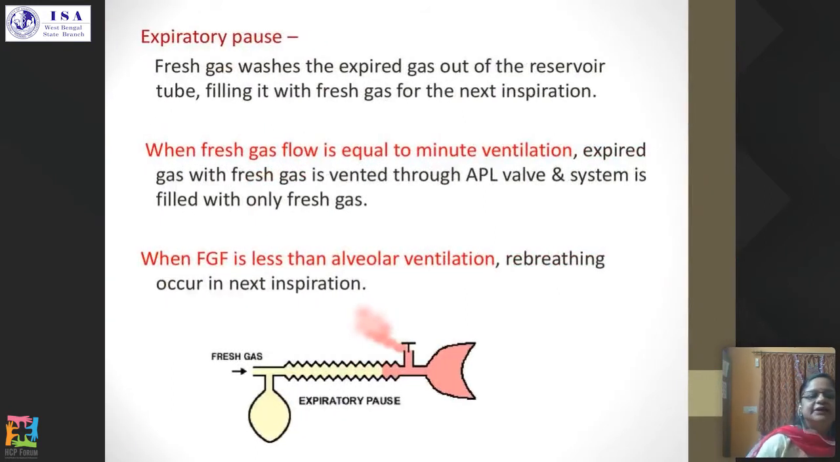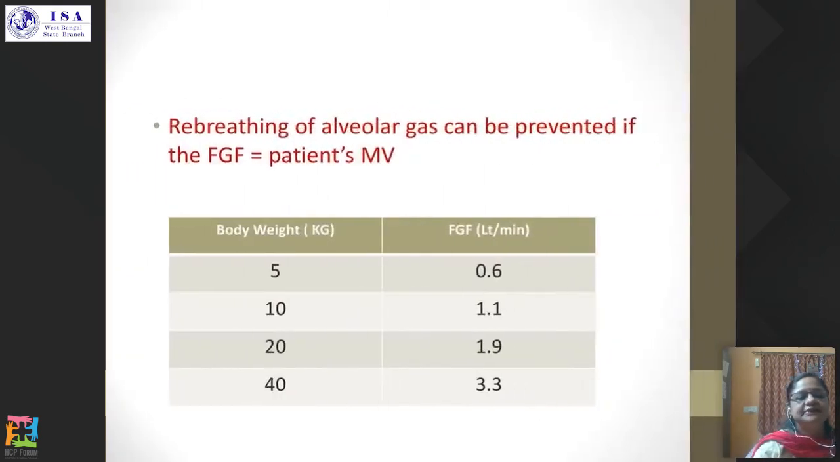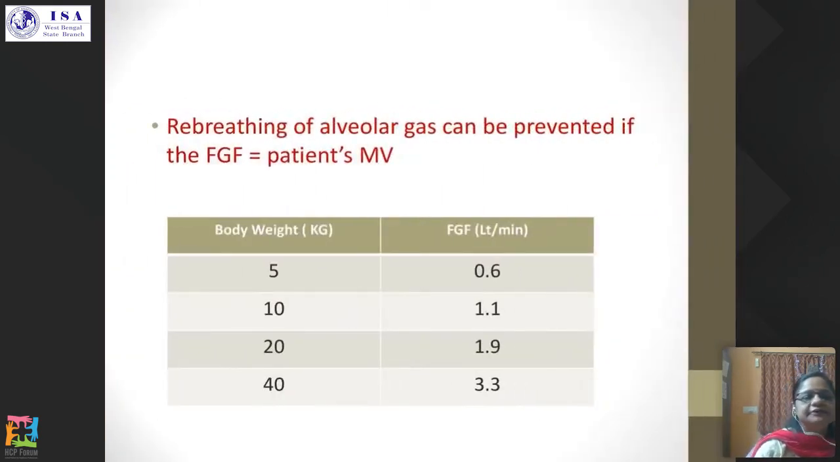Now, during the expiratory pause, the fresh gas washes the expired gas out of the reservoir tube, filling it again with fresh gas for the next inspiration. When the fresh gas flow is equal to the minute ventilation, the expired gas with the fresh gas is vented through the APL valve, and the system is filled with only fresh gas. But if the fresh gas flow is much less than the alveolar ventilation, then rebreathing can occur in the next inspiration. So rebreathing of the alveolar gas can be prevented if the fresh gas flow is equal to the patient's minute ventilation. This is calculated according to the body weight.